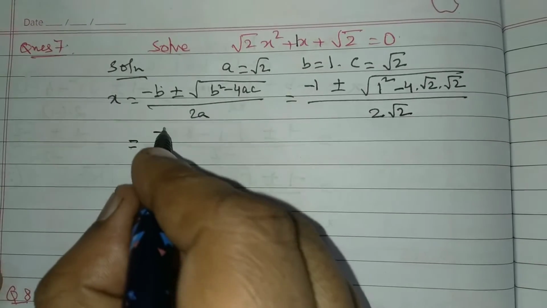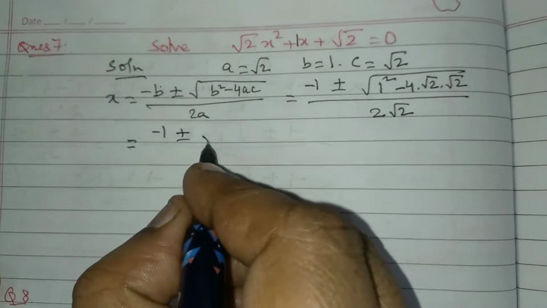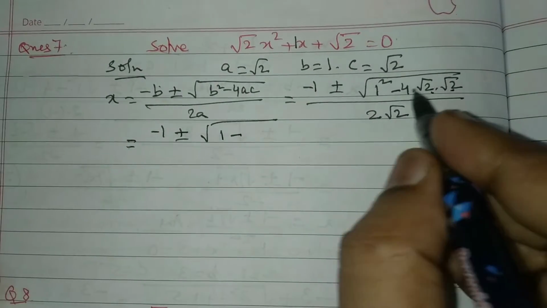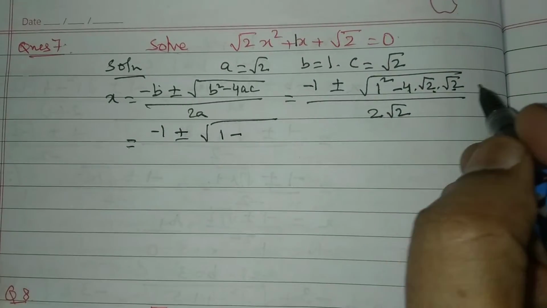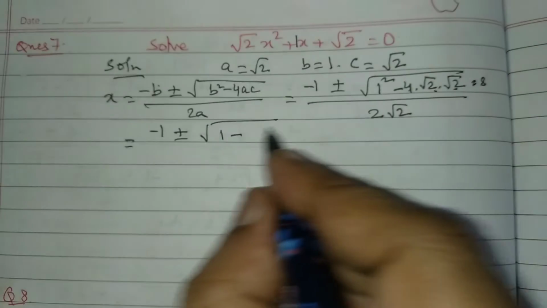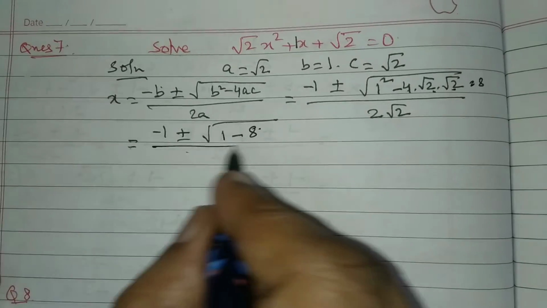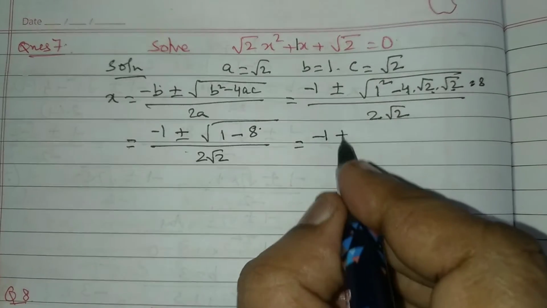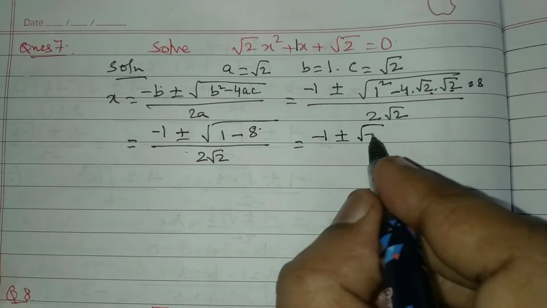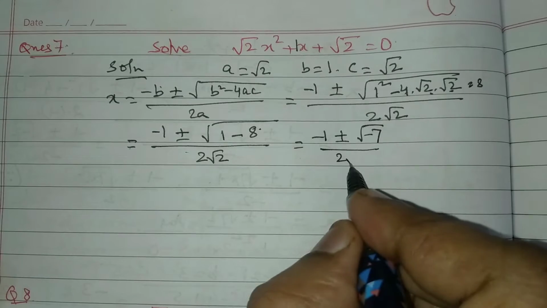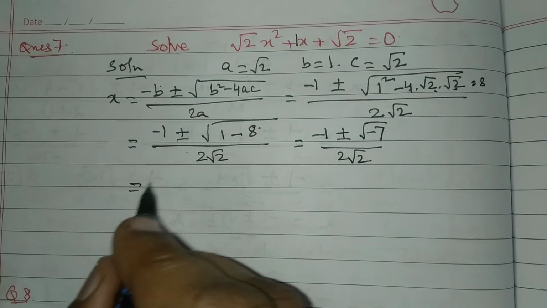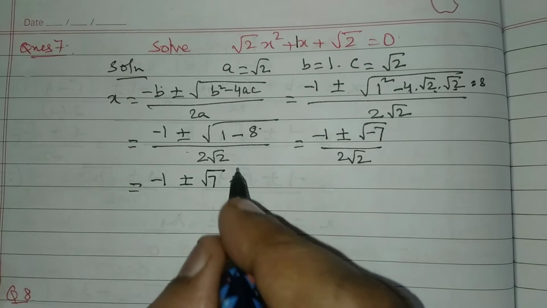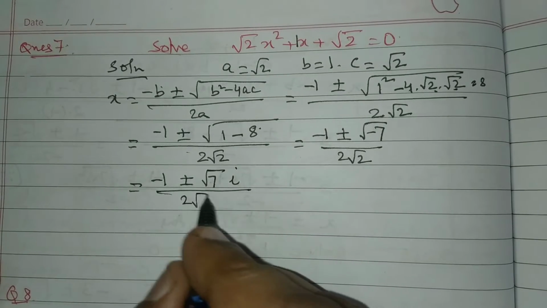So it is equal to minus 1 plus minus root under 1 minus root 2 into 4. So it will become 8. So minus 8 by 2 root 2. So it is equal to minus 1 plus minus root under minus 7 by 2 root 2. So it is equal to minus 1 plus minus root 7i divided by 2 root 2.